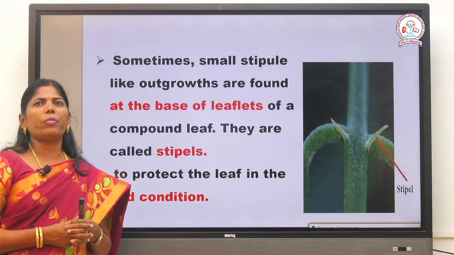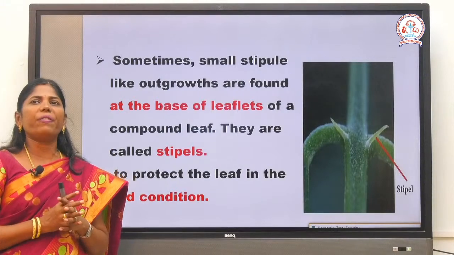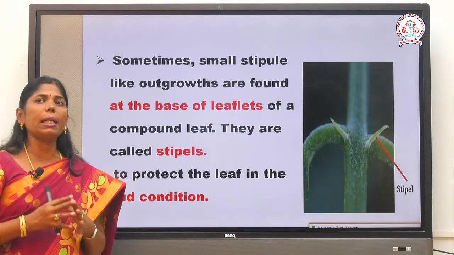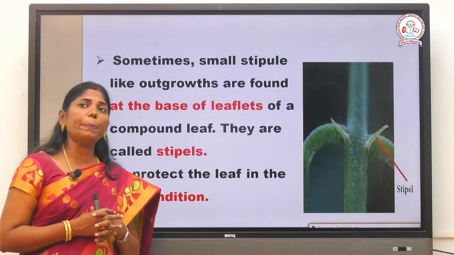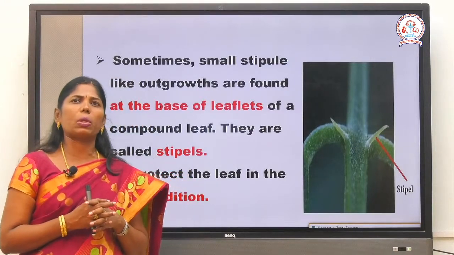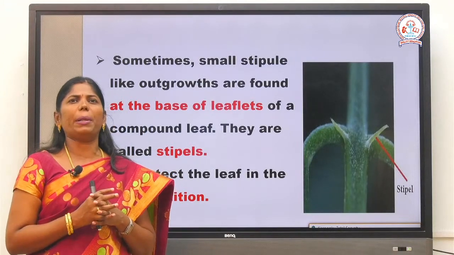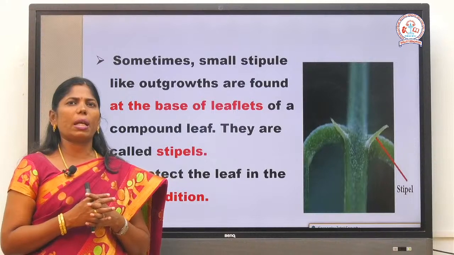Like outgrowths found at the base of the leaflets. This is also present at the base of the leaflets, but it is not present in the single leaf, it is present in the compound leaf. If ஒரு single leafல வந்து அந்த மாதிரி இருந்துச்சுன்னா அது வந்து stipulate அப்படினு நம்ம சொல்றோம் இல்லையா. So இது வந்து என்னது அப்படினா, so compound leafல இருக்குது stipule அப்படினு சொல்றோம். So they are called stipels.